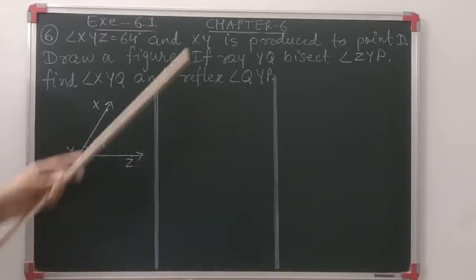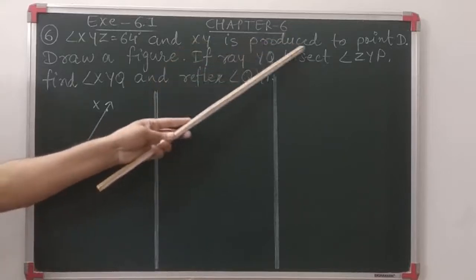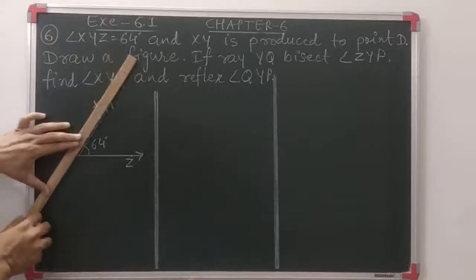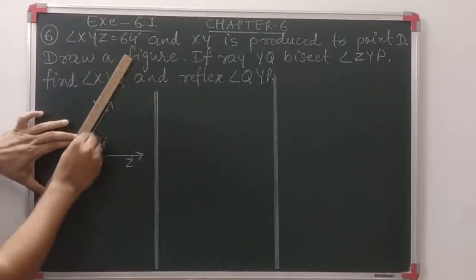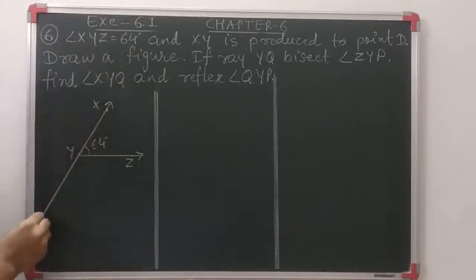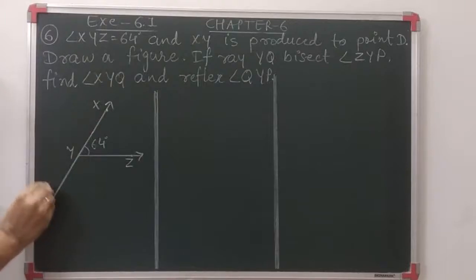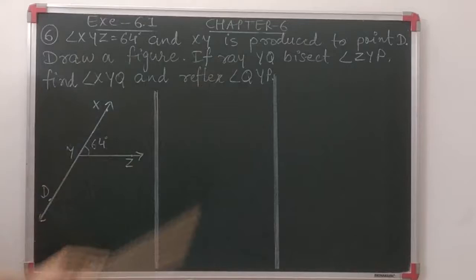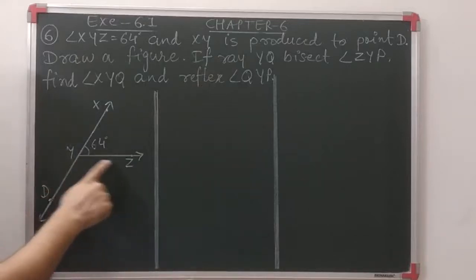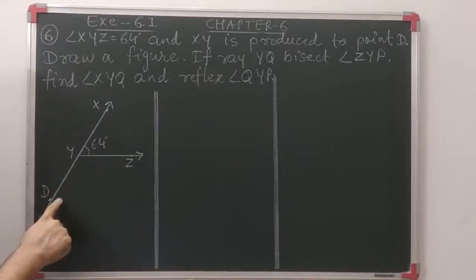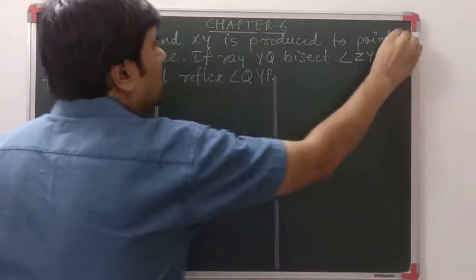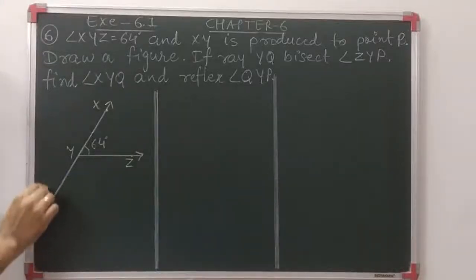Now it is given XY is produced. It says we have to extend XY to point D. Matlab we have to extend this and we will obtain a point D somewhere here. Draw a figure as we done this. If ray YQ bisect ZYP, I think it is P or D. It is P. This is I have written wrong. It's point P, so it must be P.